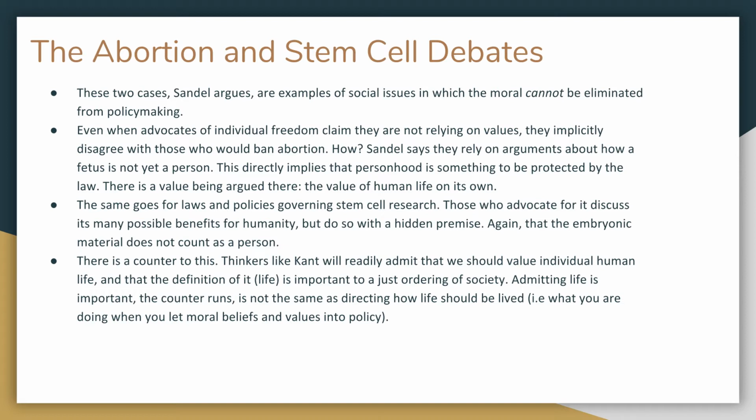So these are social issues that aren't going away, and he thinks that we can't decide on them without relying on moral argumentation and belief systems. So advocates of individual freedom claim that they're not relying on values, that it's up to each individual woman to decide. So their argument is right on the top. That's explicitly about individual liberty. I can't tell you what's morally wrong and what's morally right as a classical liberal.